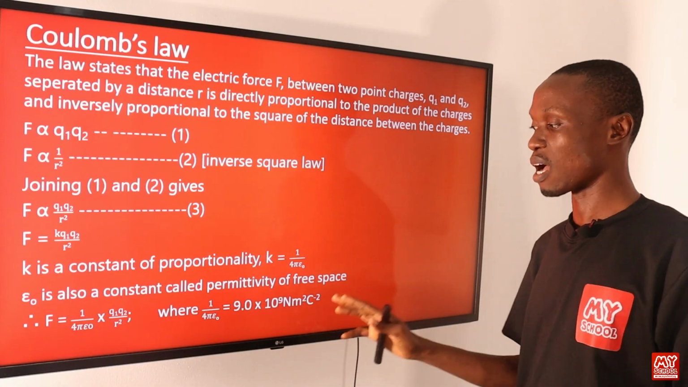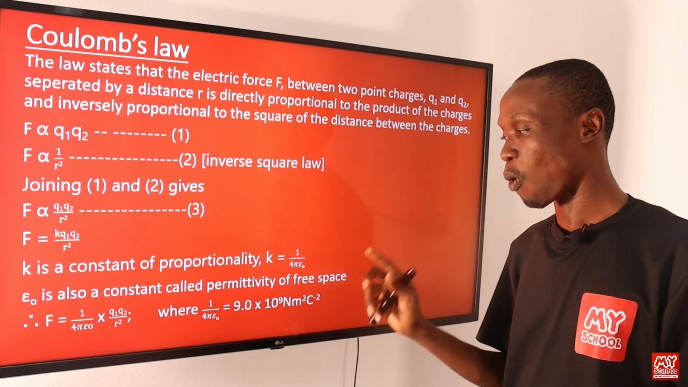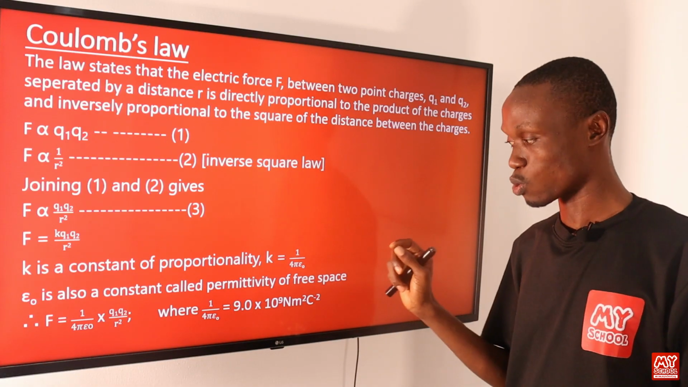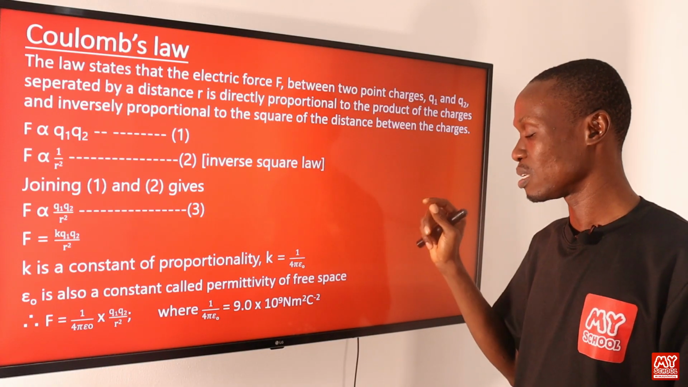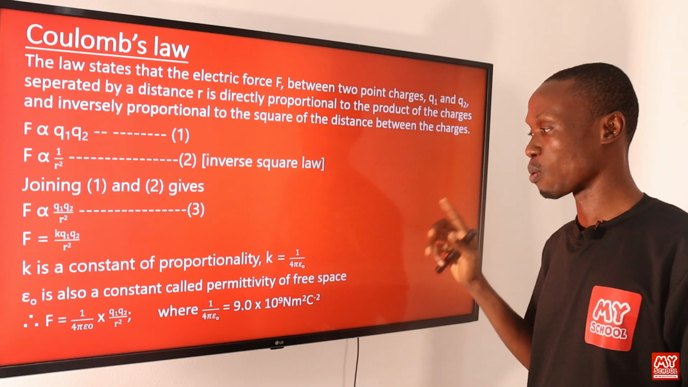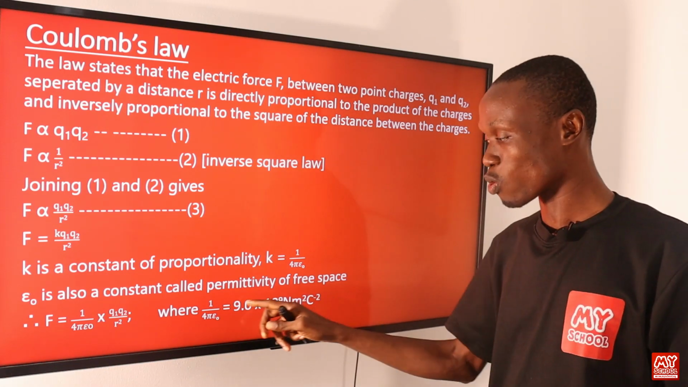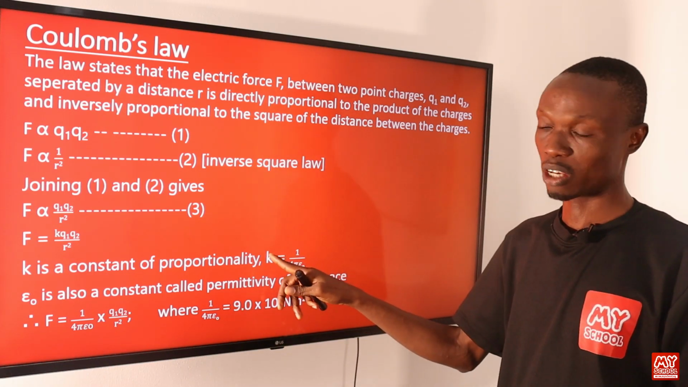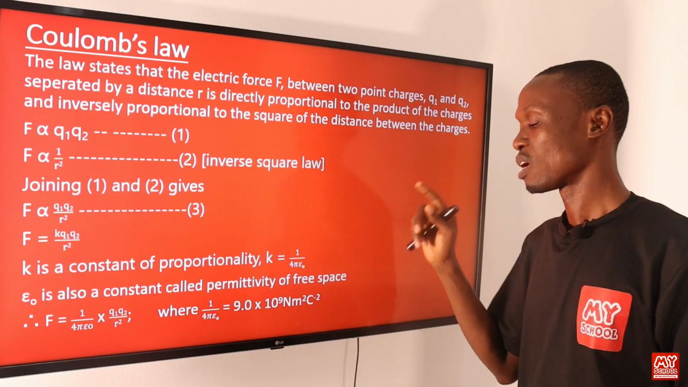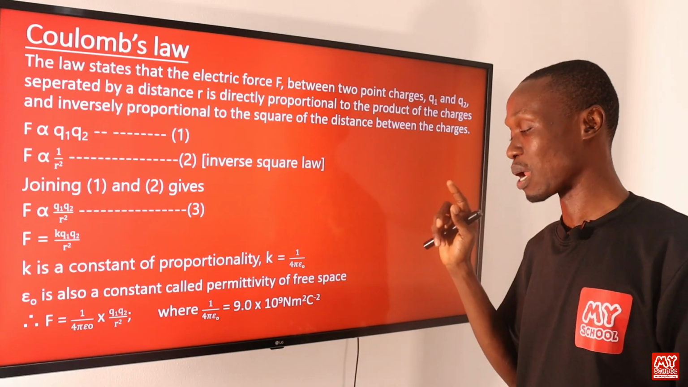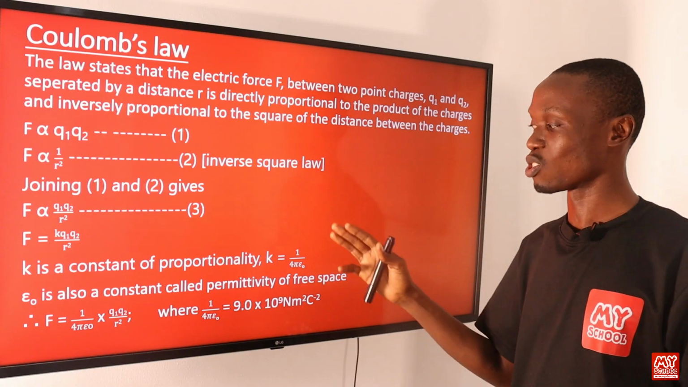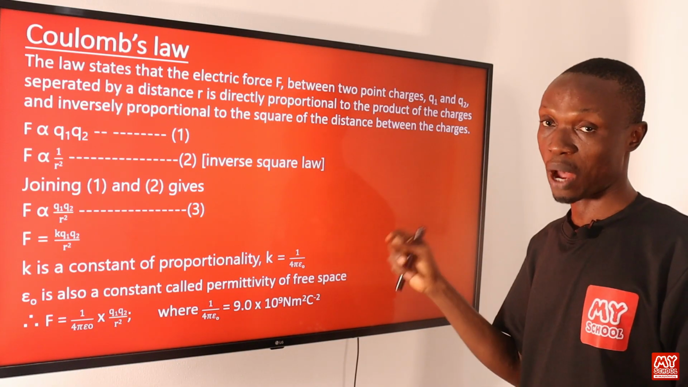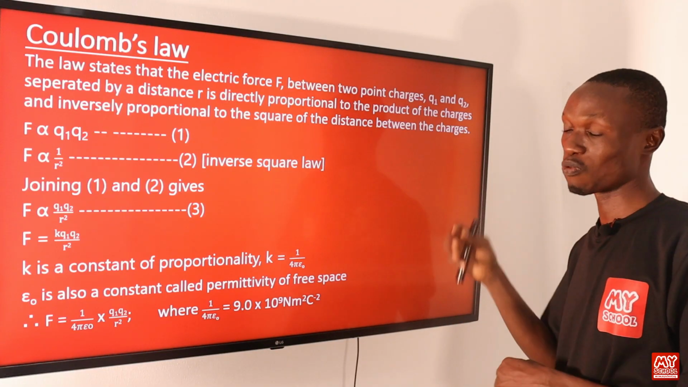Now remember here that the value of 1 over 4 pi epsilon naught is equal to 9.0 times 10 raised to power 9 Newton meter squared per Coulomb squared. Now remember that this is also equal to the value of K. So the value of K is also equal to 9.0 times 10 raised to power 9 Newton meter squared per Coulomb squared, since K is equal to 1 over 4 pi epsilon naught. Let's move to the next slide.